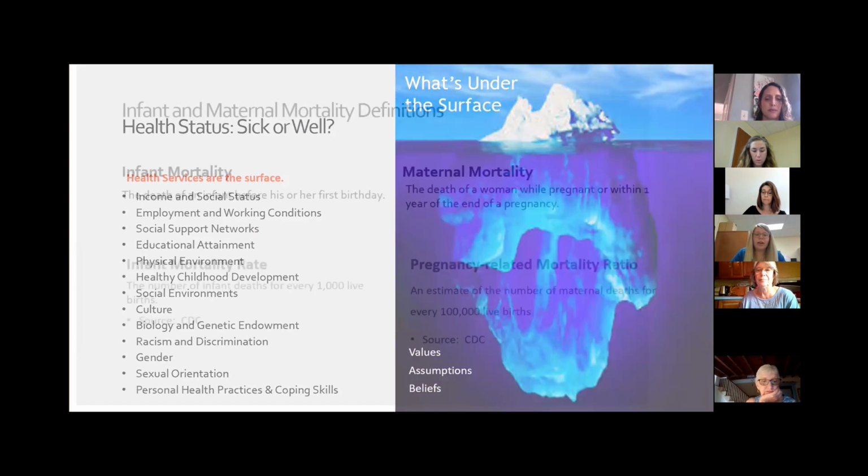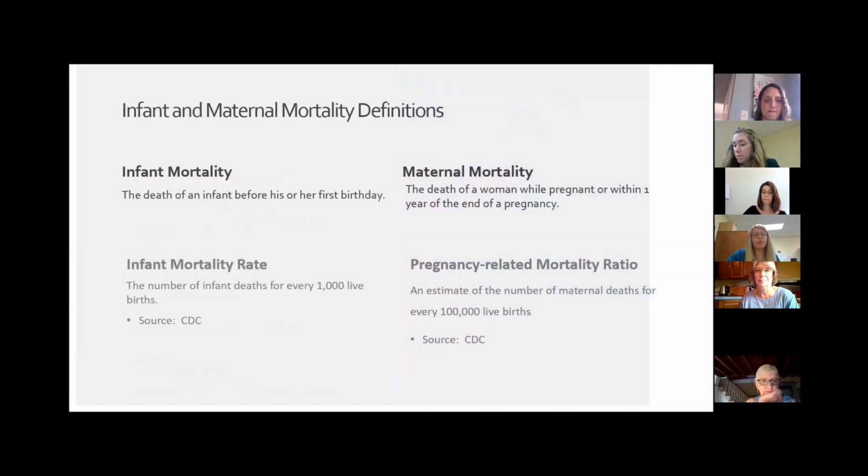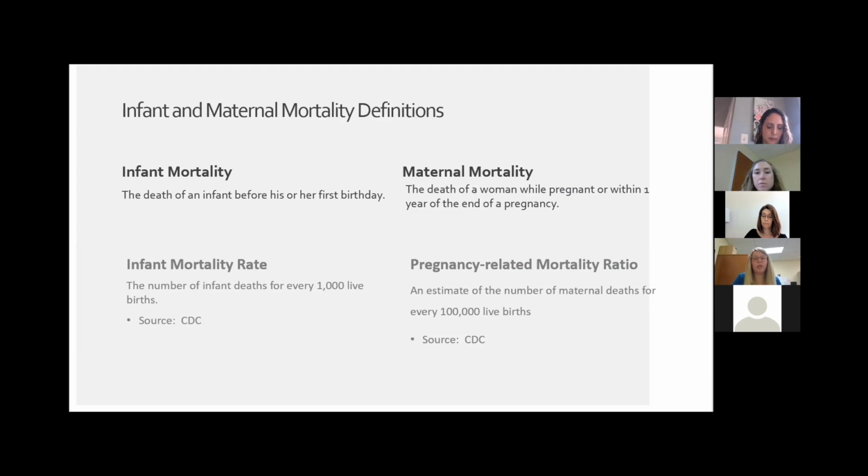Now, one of the important factors that we are going to talk about today is infant and maternal mortality rates. So I just want to give a couple quick definitions and what those statistics are going to look like. Infant mortality rate is the death of an infant before his or her first birthday, and that rate is based on the number of deaths for every 1,000 live births. Maternal mortality is the death of a woman during pregnancy, at delivery, or even up to a year after the end of the pregnancy, for whatever reason. Pregnancy-related mortality ratio, or maternal mortality ratio, is the estimated number of maternal deaths for every 100,000 live births.